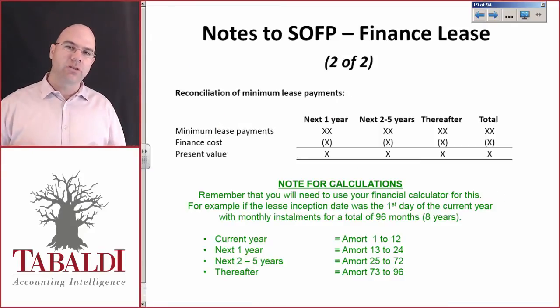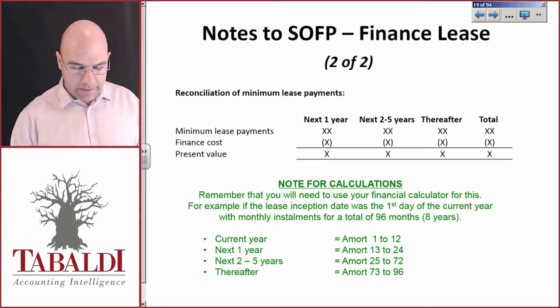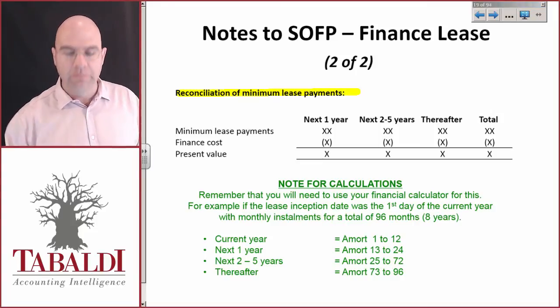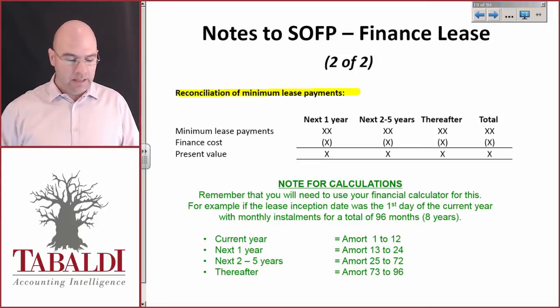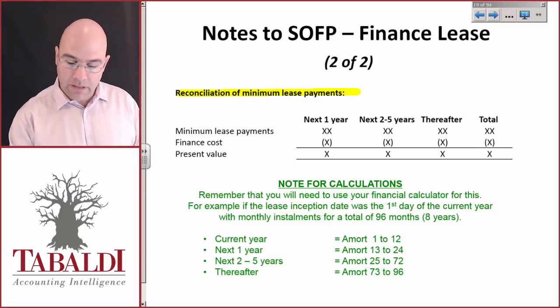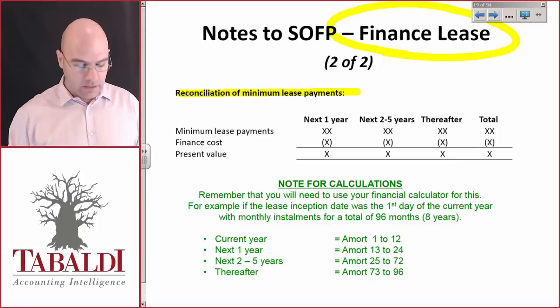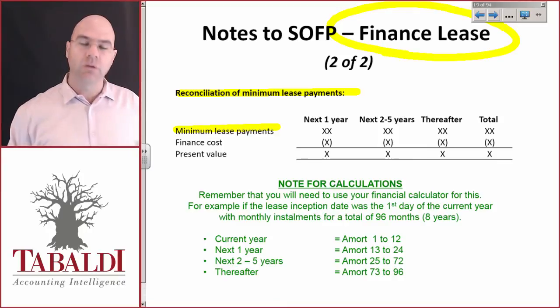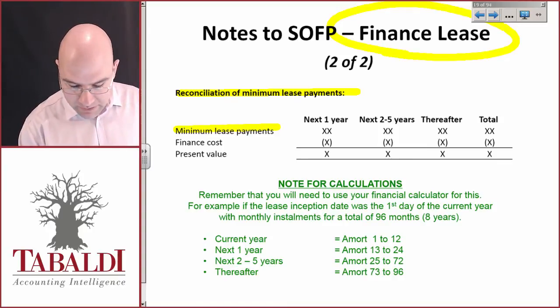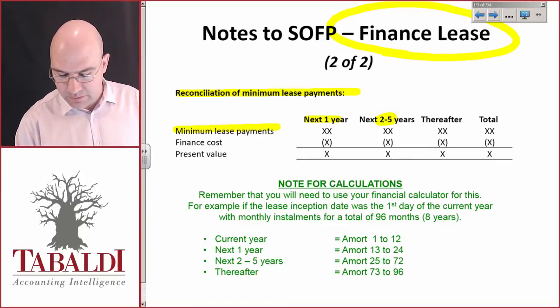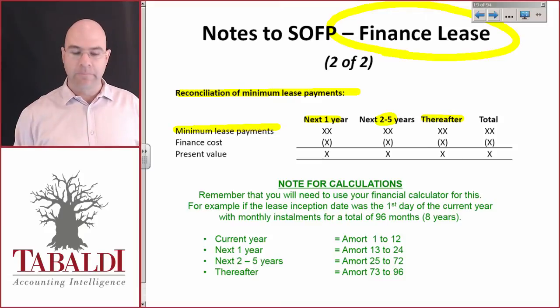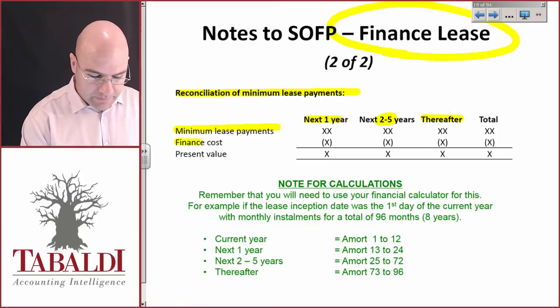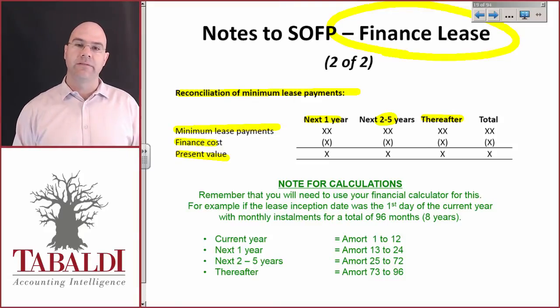Then, the one that seems to throw students and practitioners alike is this reconciliation of minimum lease payments. Now here the format's easy, right? Remember, we're dealing with a finance lease. So you must tell me, as the user, what are the minimum lease payments within the next 1 year, the next 2 to 5 years, and thereafter. And you will split that up between finance costs and the present value.